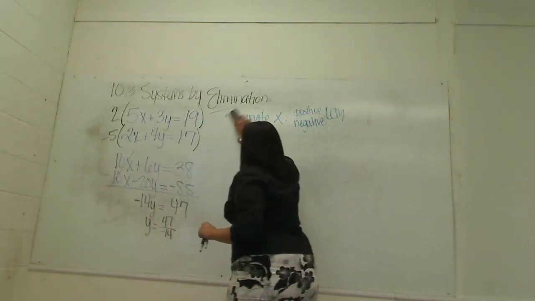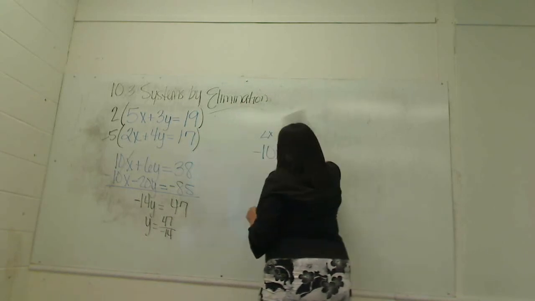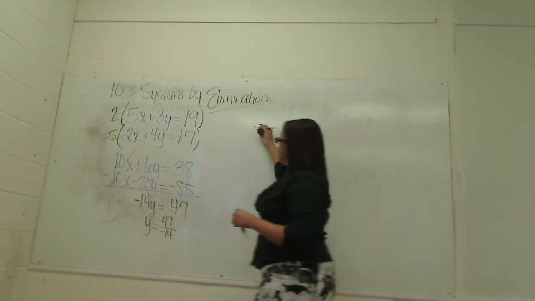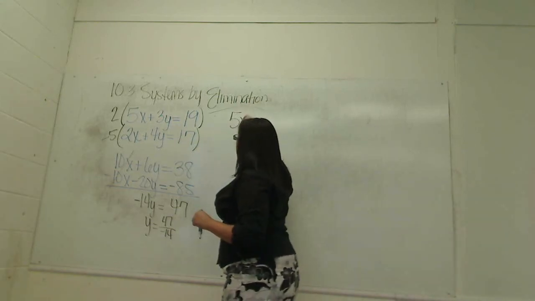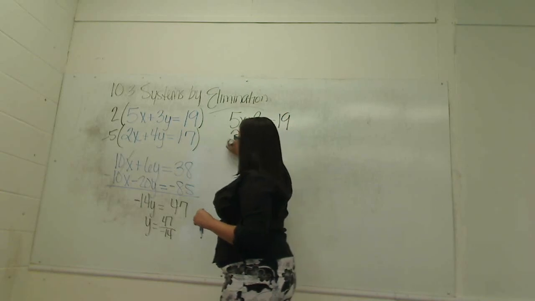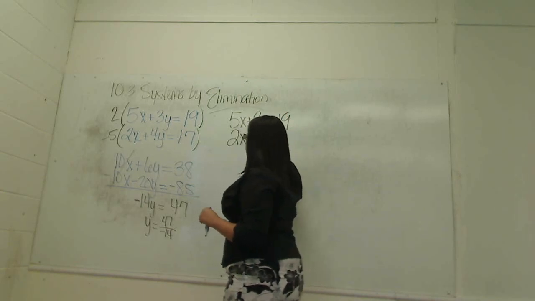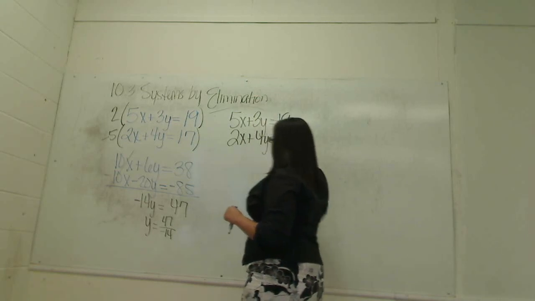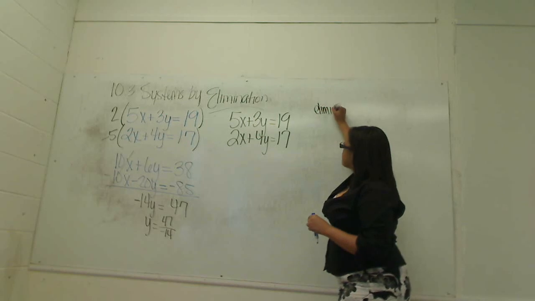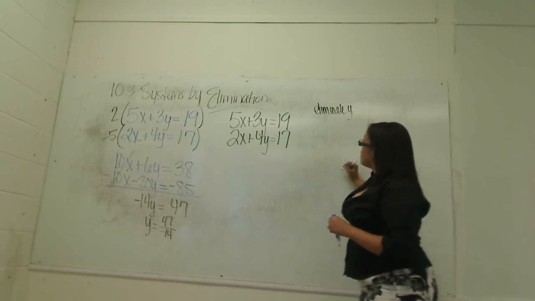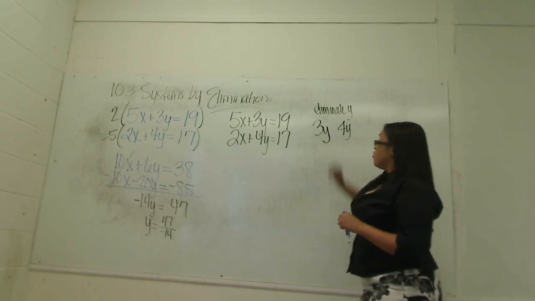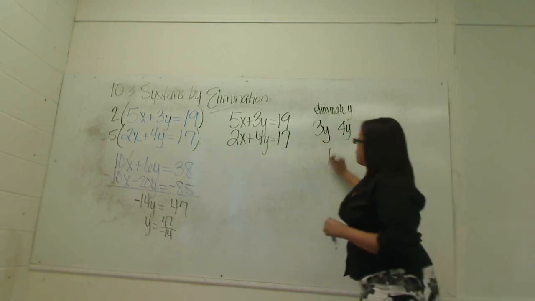I suggest when given fractions as answers that you re-solve the problem for the other variable. I have 5x plus 3y equals 19. 2x plus 4y equals 17. This time I want to eliminate y. I have 3y, I have 4y. Well, the least common multiple is 12.